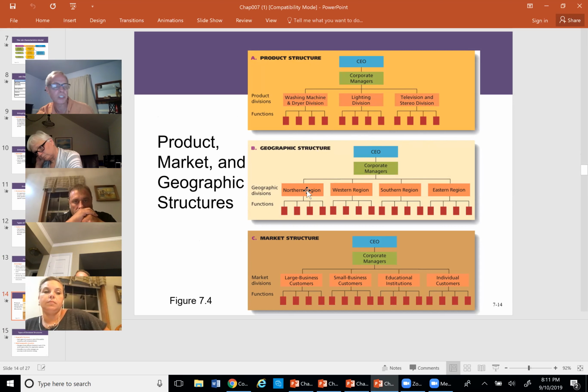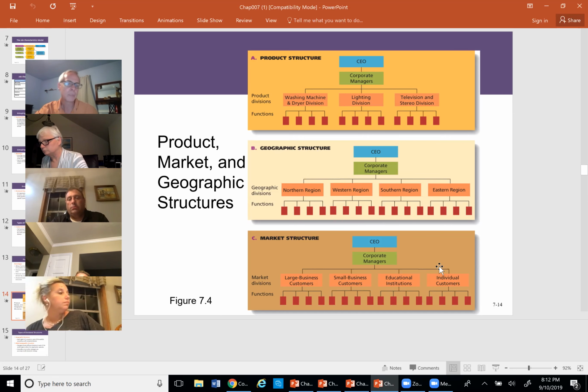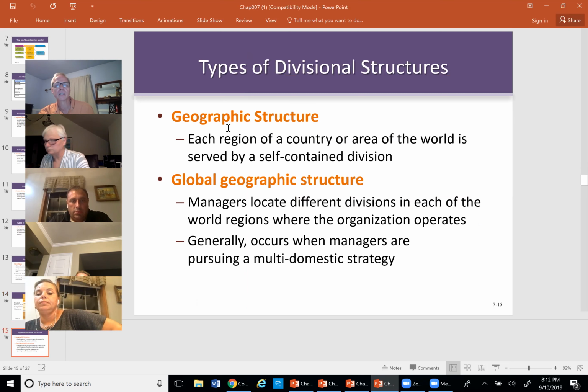Sometimes they divide up by geographic divisions, especially sales forces, right? We'll have a northern region, western region, and so forth. So it's not uncommon. Sometimes we divide it by market structure, who our customers are. So we have a certain group that calls on large businesses, certain group that calls on small businesses, certain group that calls on educational organizations, and so forth. That's not uncommon either. I've seen this in aerospace companies that deal with commercial aircraft and military aircraft. Those would be completely separate divisions because of who the customers are.